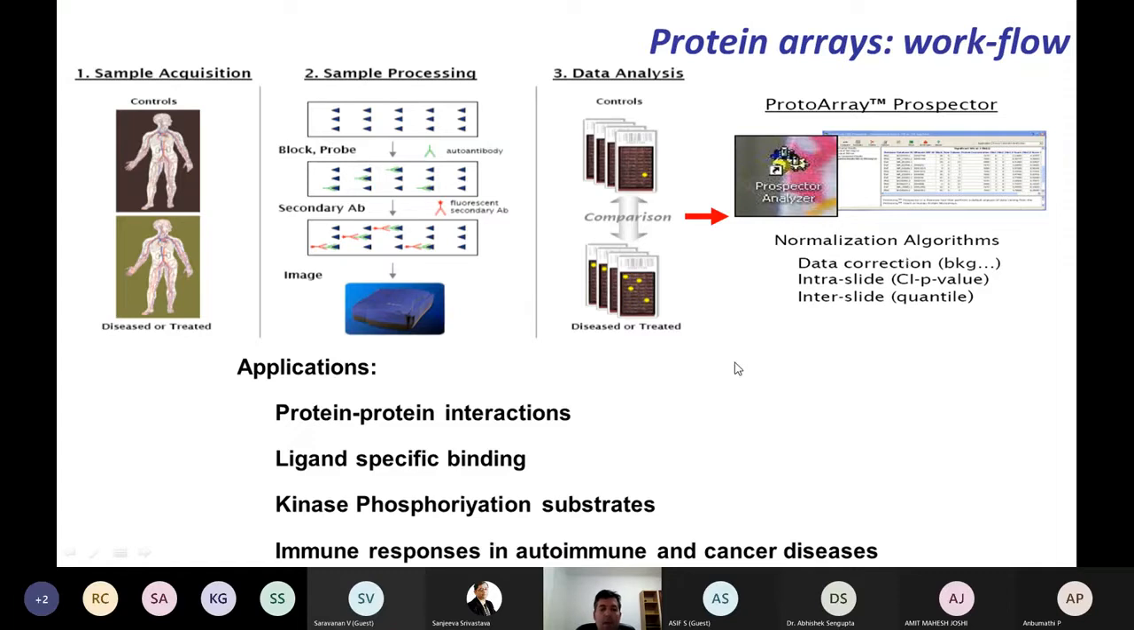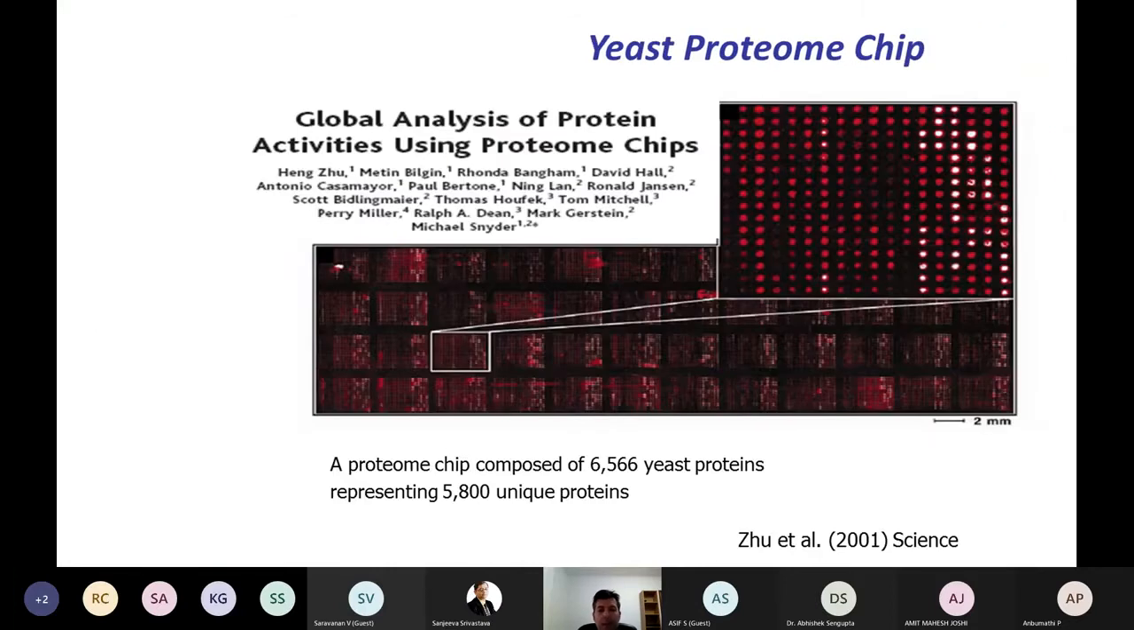Applications, multiple again, for the detection of protein-protein interactions, ligand-specific binding, and detection of substrates of phosphorylation of kinases. The most important applications have been related to the detection of immune response in autoimmune disease, cancer, and more recently neurodegeneration and neurodegenerative disease.